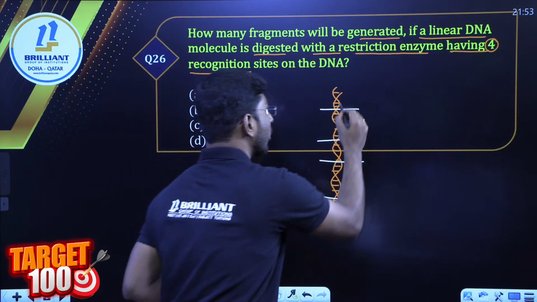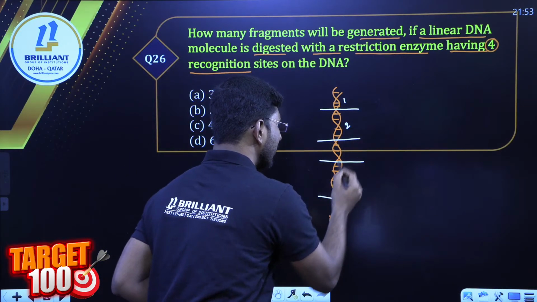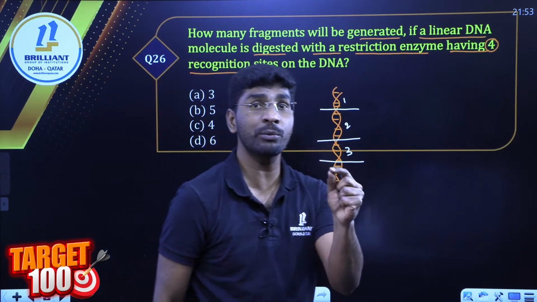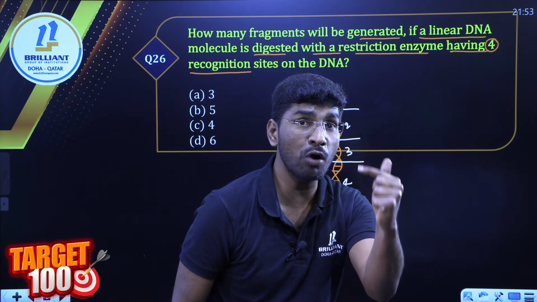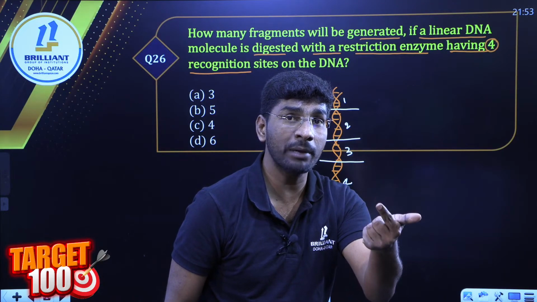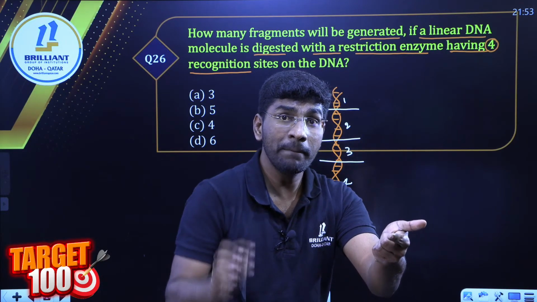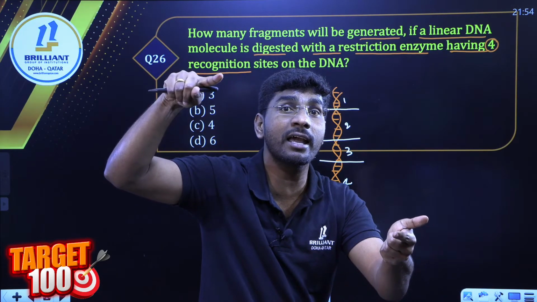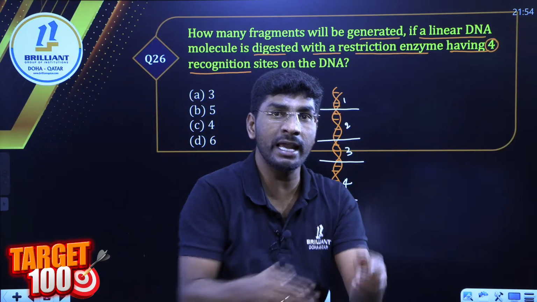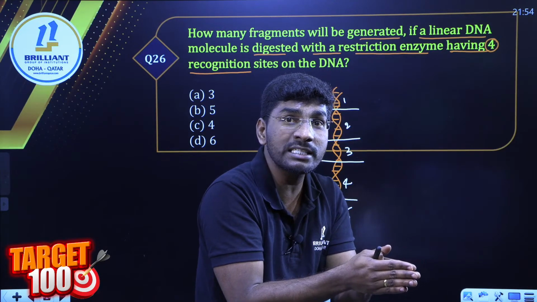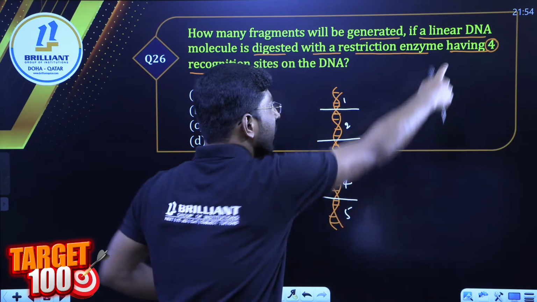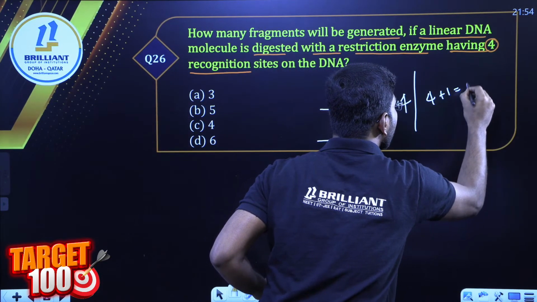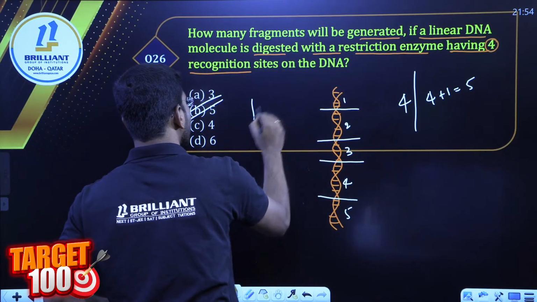How many fragments are forming? Fragment 1, fragment 2, fragment 3, fragment 4, fragment 5. Remember everyone, if a question comes asking how many fragments, you have to read the question: is it a linear DNA or circular DNA? If it is a linear DNA, the number of endonuclease sites plus 1. How many here? 4. How many fragments will form? 4 plus 1, 5. So the answer is option B.